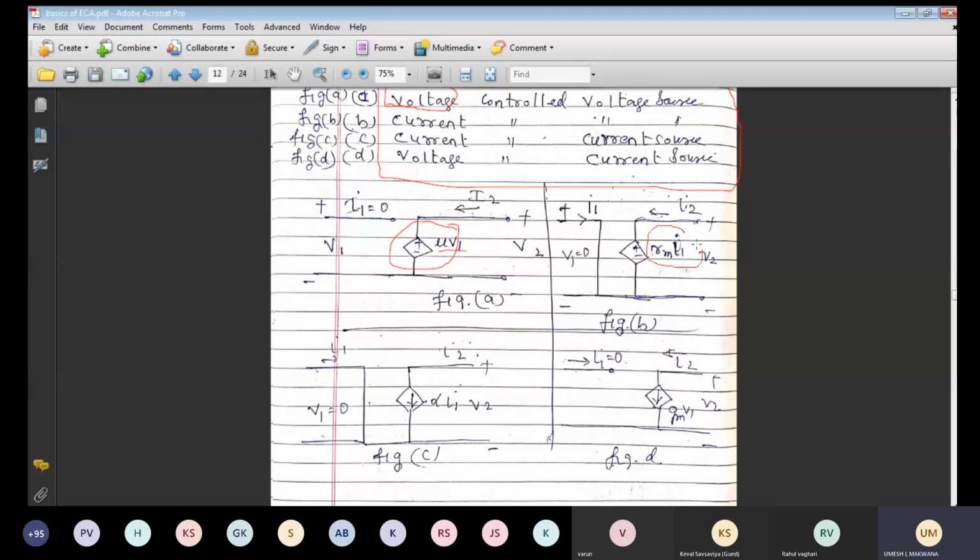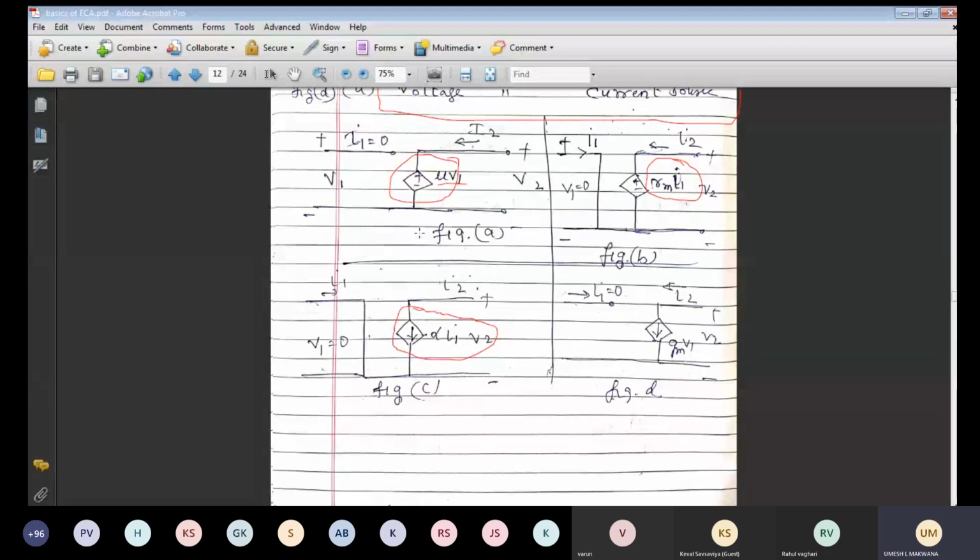Now here you can observe this Rm into I, which means this is a voltage source. How can I identify this is a voltage source? Because I have written plus and minus inside, right? And here this is the current source. How can I identify it? I have made an arrow instead of plus and minus. If plus and minus is written, you can say this is the voltage source.